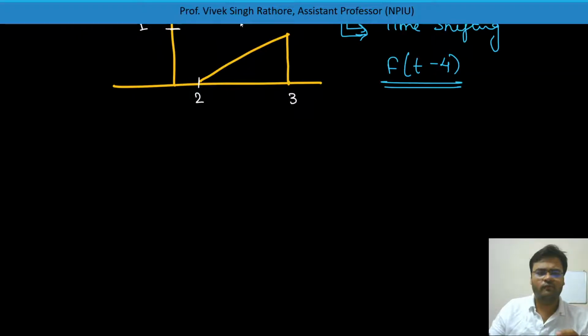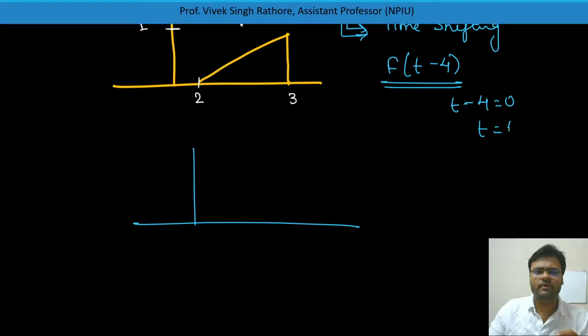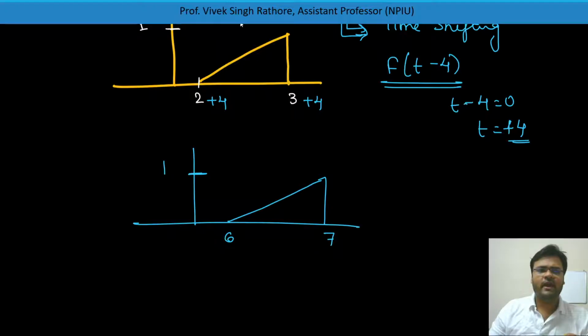I have told you while time shifting that if t-4 is there, you set t-4 equal to 0, so t is equal to plus 4. So you just add whatever value is there: 2 plus 4 and 3 plus 4. The new values will be 6 and 7, and the magnitude will remain the same.